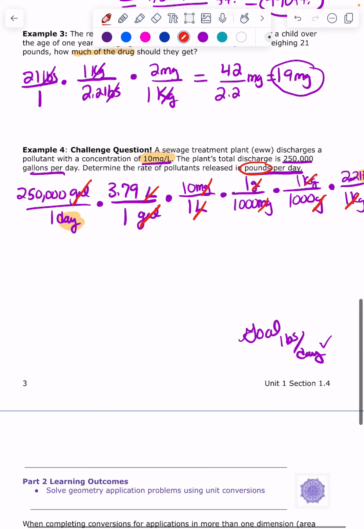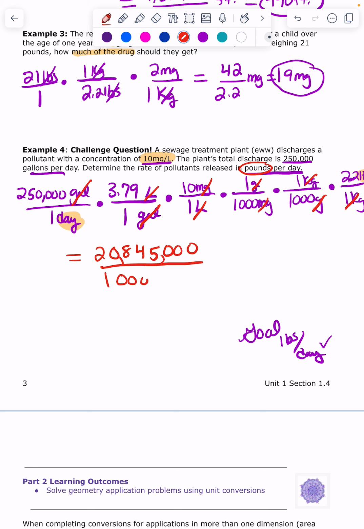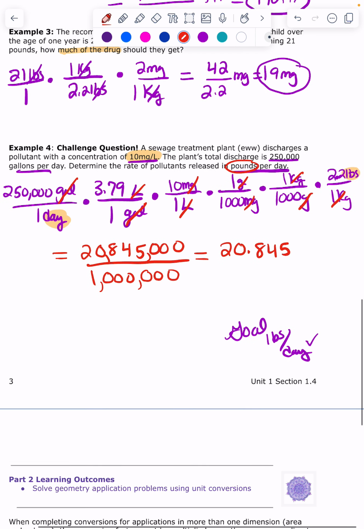So multiply across the top and you get this gigantic number, 20,845,000. And then the bottom number is 1,000 times 1,000, or 1,000 squared, which is 1 million. So if you divide those two values, it comes out as 20.845. It doesn't say what to round to. And then we just want to make sure we keep our units. That's pounds per day.